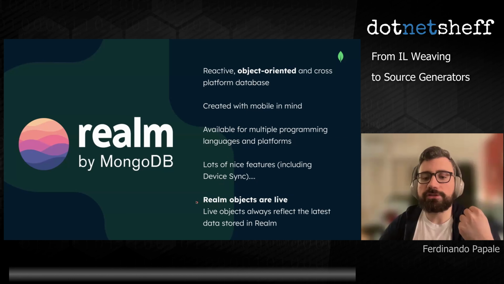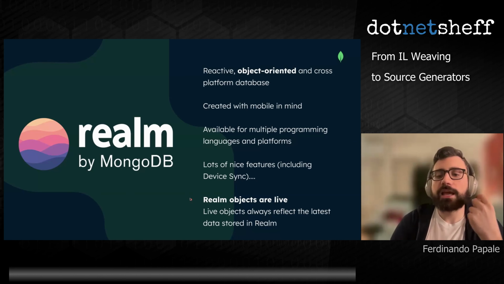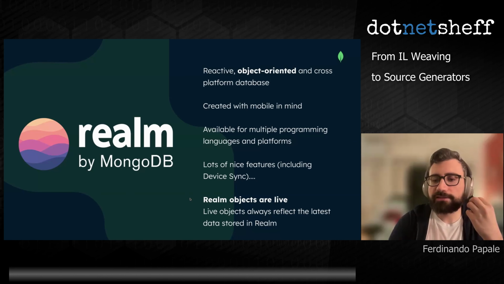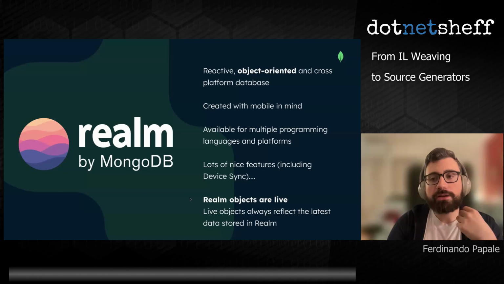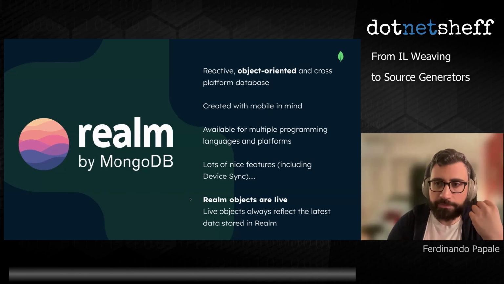The second important feature is that Realm objects are live. What does it mean that Realm objects are live? It means that the objects always reflect the latest available data in the database. This means that when you have a Realm object and you access a property, you're accessing that property in the database. If you're setting the value of a Realm object, you're setting this value in the database.